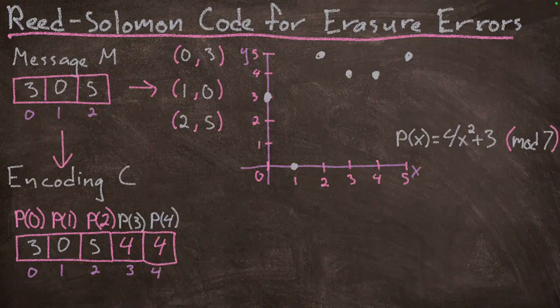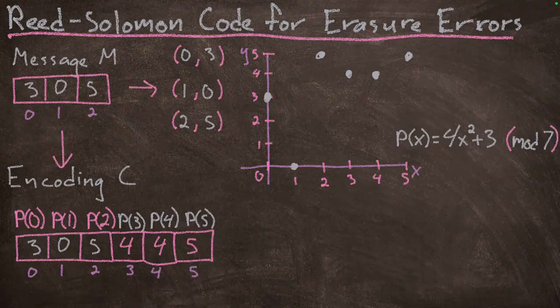How many errors can this handle? 2. This can handle 2 errors. Why? Because any 3 points gives us the whole polynomial. It doesn't matter if these 2 points are lost. If we have 2 errors, if these 2 points are lost, we still have 3 points, and that fully defines a degree 2 polynomial. It doesn't matter which 2 points are lost anywhere here, so long as we have 3 points left, we can fully define the polynomial.